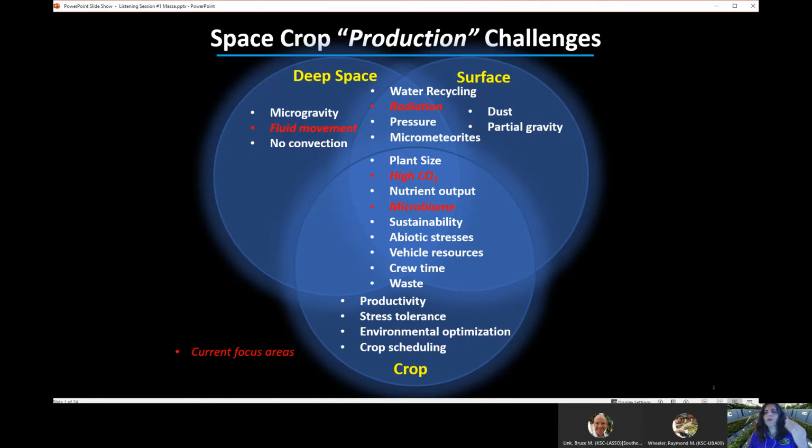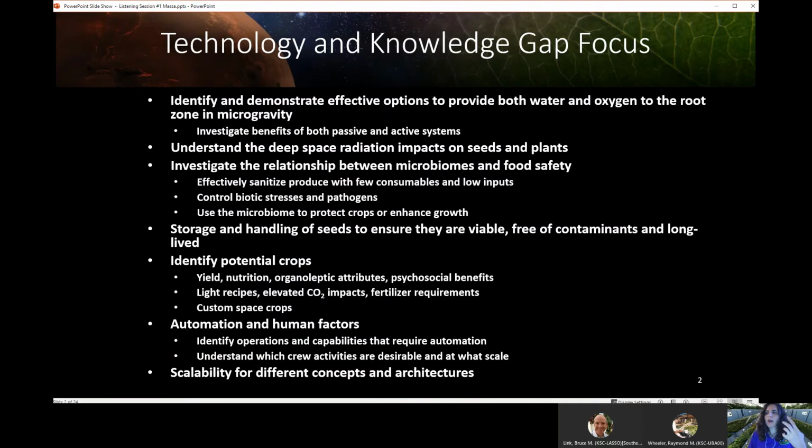But we've identified a whole list of technology and knowledge gaps, and a few of the higher ones are highlighted here. I'm not going to go through each of these because I will go through them in the talk, but these are some of our big heavy hitting gaps.